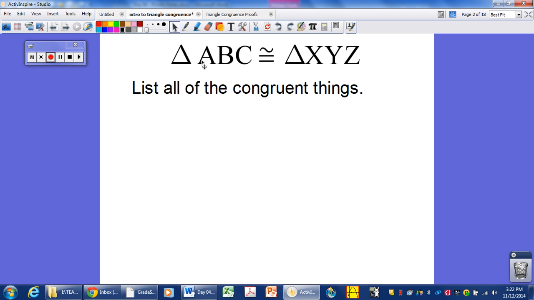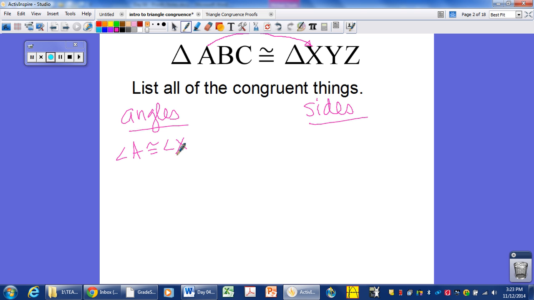So if we're given that triangle ABC is congruent to triangle XYZ, we have to list all of the 6 things. There are 3 angles that are congruent, and there are 3 sides that are congruent. And it goes like this. So angle A, the first letter here, has to match up with the first letter over there. So we have angle A is congruent to angle X.